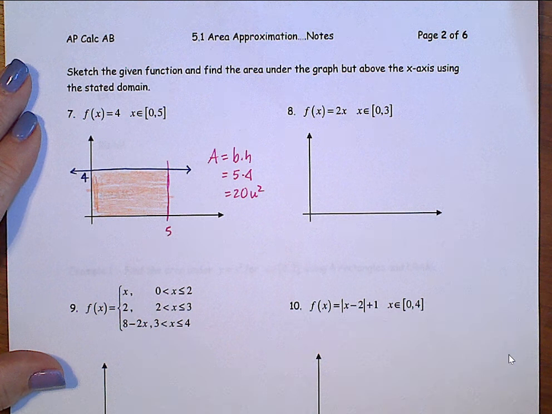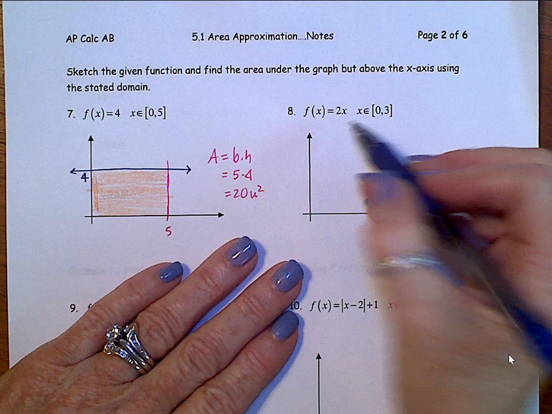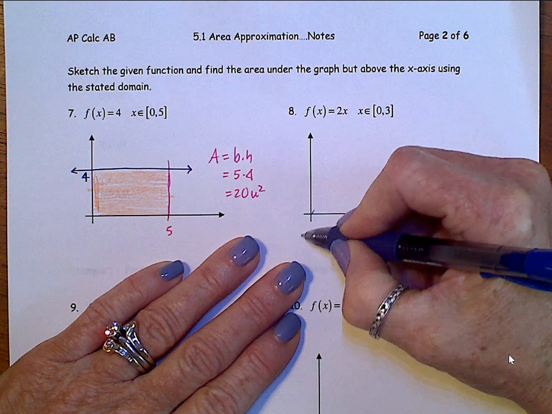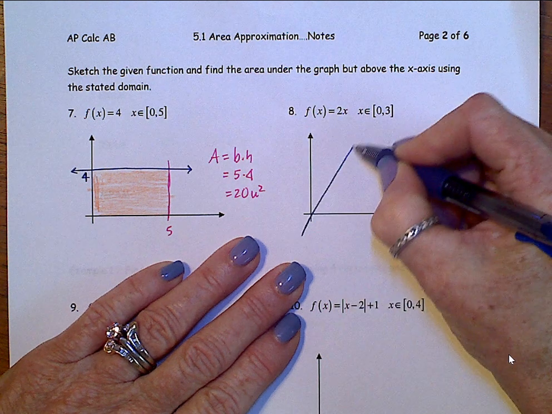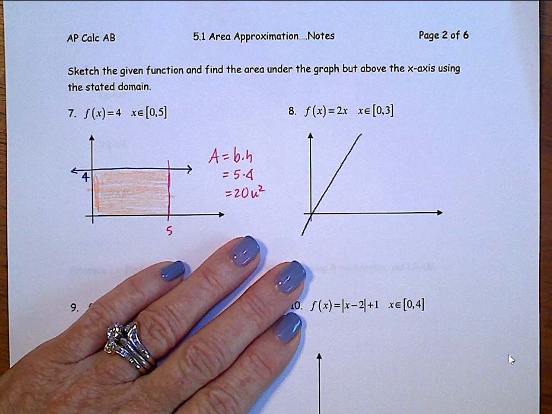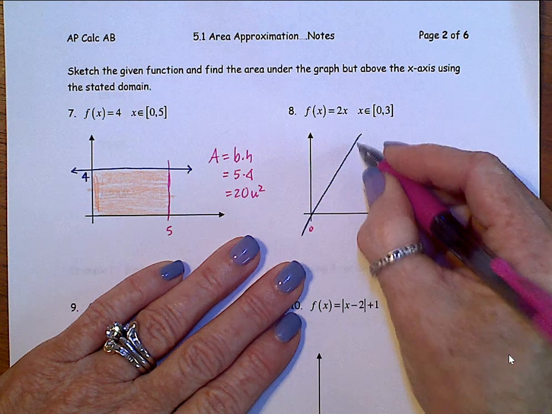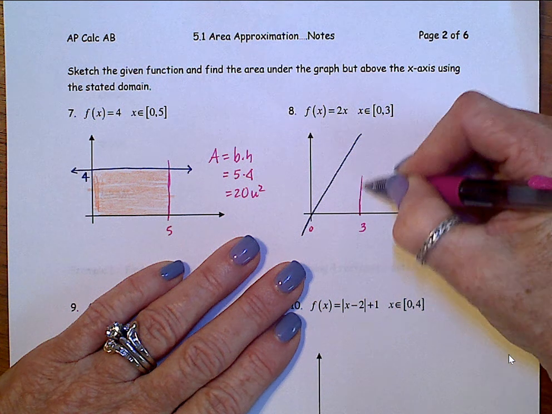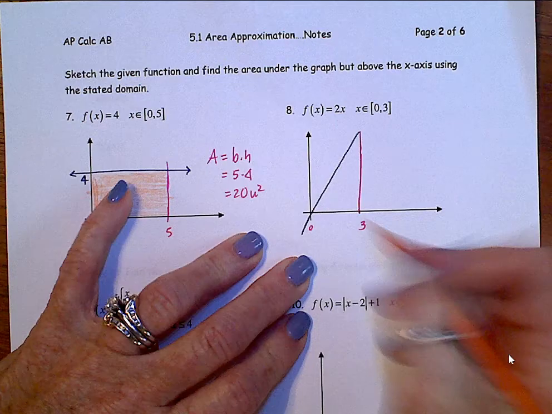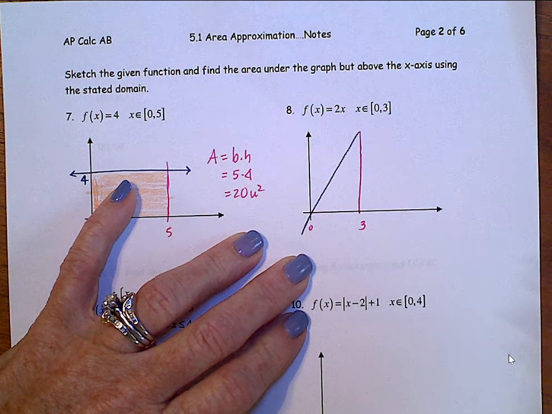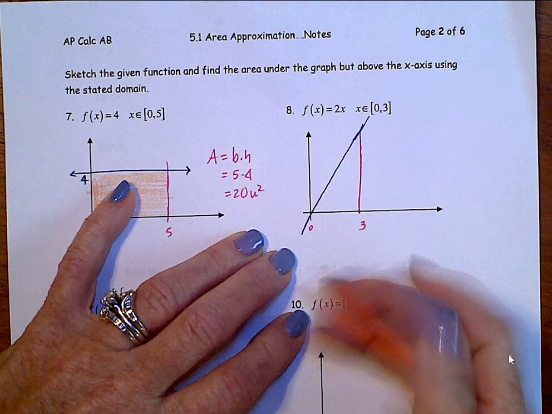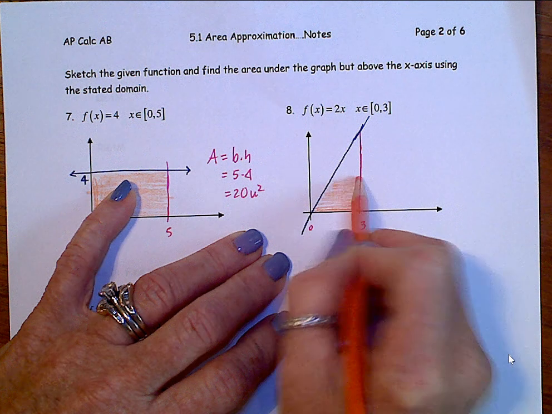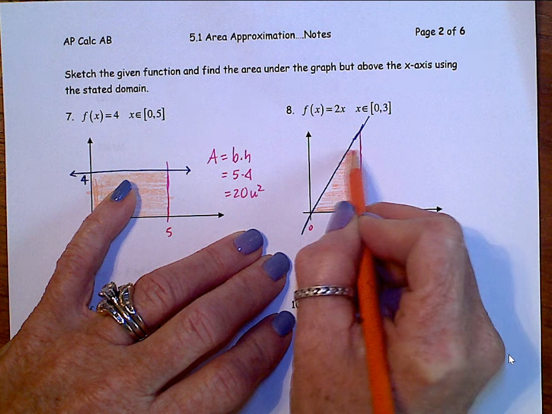When we look at this next one, f of x is 2x on 0 to 3. That's a line going through the origin with a slope of 2. And looking at this from x is 0 to x is 3. Beneath that function, but above the x-axis, this is the area that we're looking for.